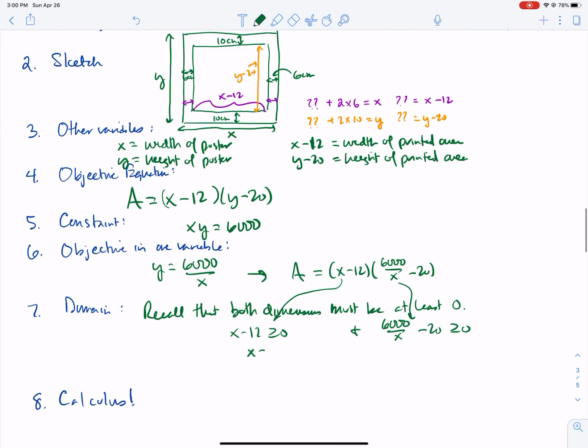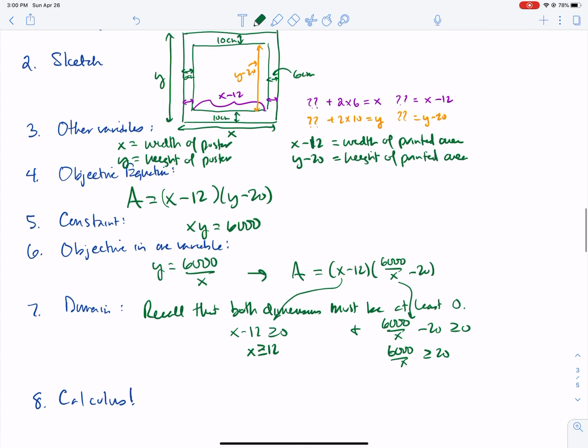Well, here that's pretty simple. x has to be bigger than or equal to 12. This one's a little bit more complicated. And then I get 6,000 is greater than or equal to 20x, and so x is going to be less than or equal to 300. And so my domain for x is everything between 12 and 300 centimeters.